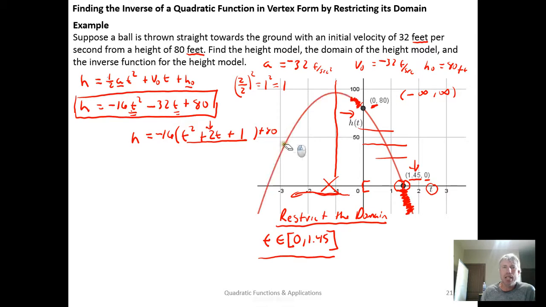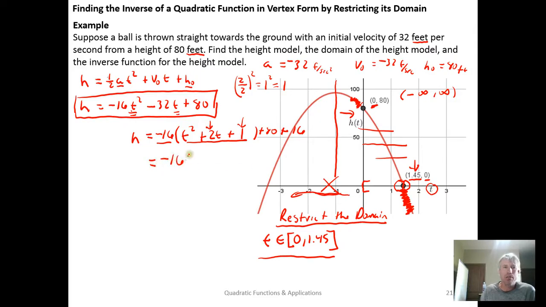How much did I really add? Well, I really added negative 16 times 1, which is negative 16. I really just subtracted 16. So I'm going to add 16 to counteract the 16 that I just subtracted. So now I can continue to complete the square.